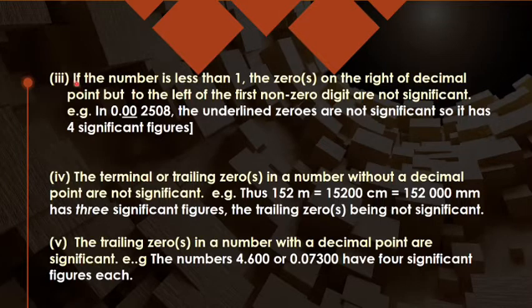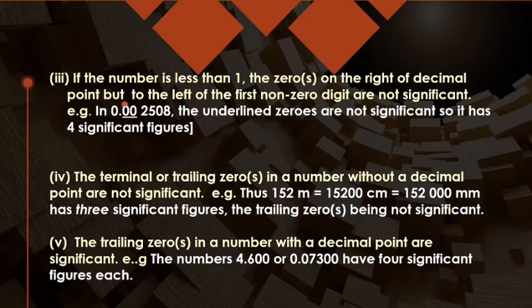Next point: if the number is less than 1. These points are very important again, because you will always get questions on significant figures. So I'm saying if the number is less than 1, it means I want to talk about the decimal now. Then the zeros on the right of the decimal point but to the left of the first non-zero digit are not significant. This is to be noted.